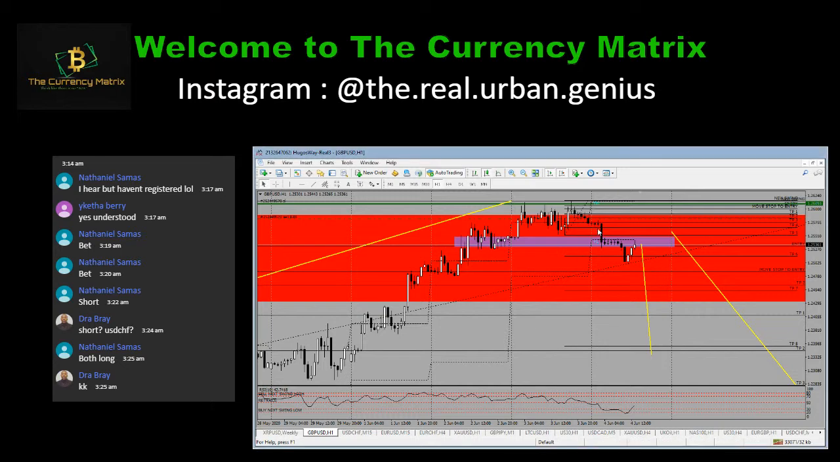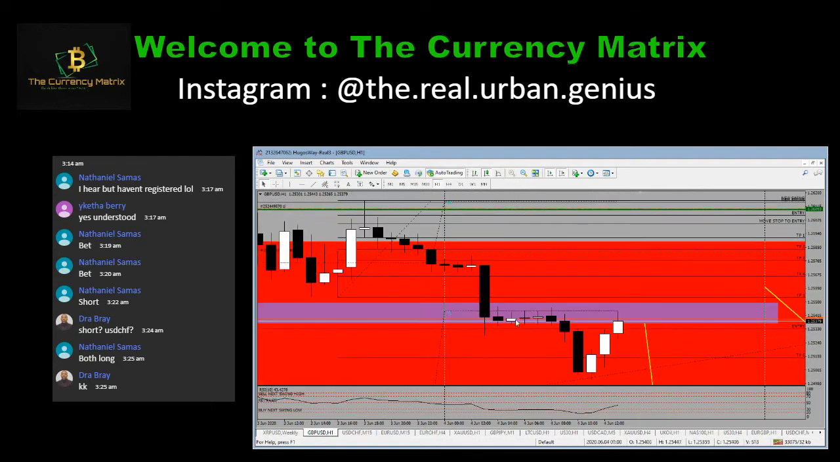And as far as using the structure, right here, it's actually right here to there. That structure is created by these two candles here.